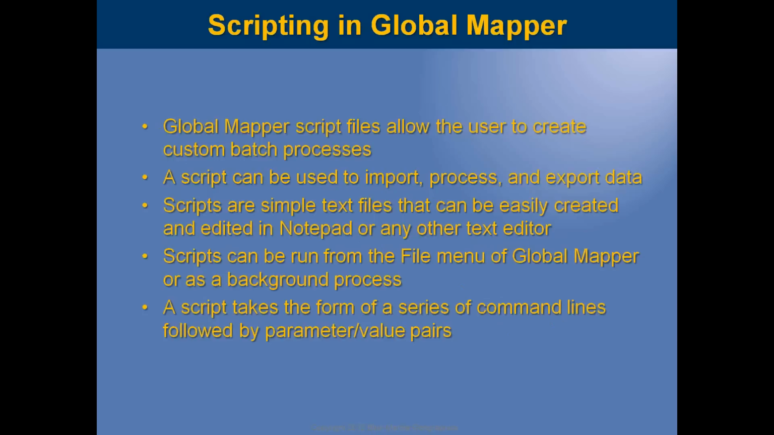As we'll see again in a minute when we see some examples, a script takes the form of a series of command lines. Those command lines essentially define what Global Mapper is being instructed to do, and then the parameter values. So, for instance, you're importing. What do you want to do with the data when it's imported, or as it's importing? Would you want to assign it to a feature type? Do you want to generate contours? Things like that can be assigned as essentially parameter and value pairs.